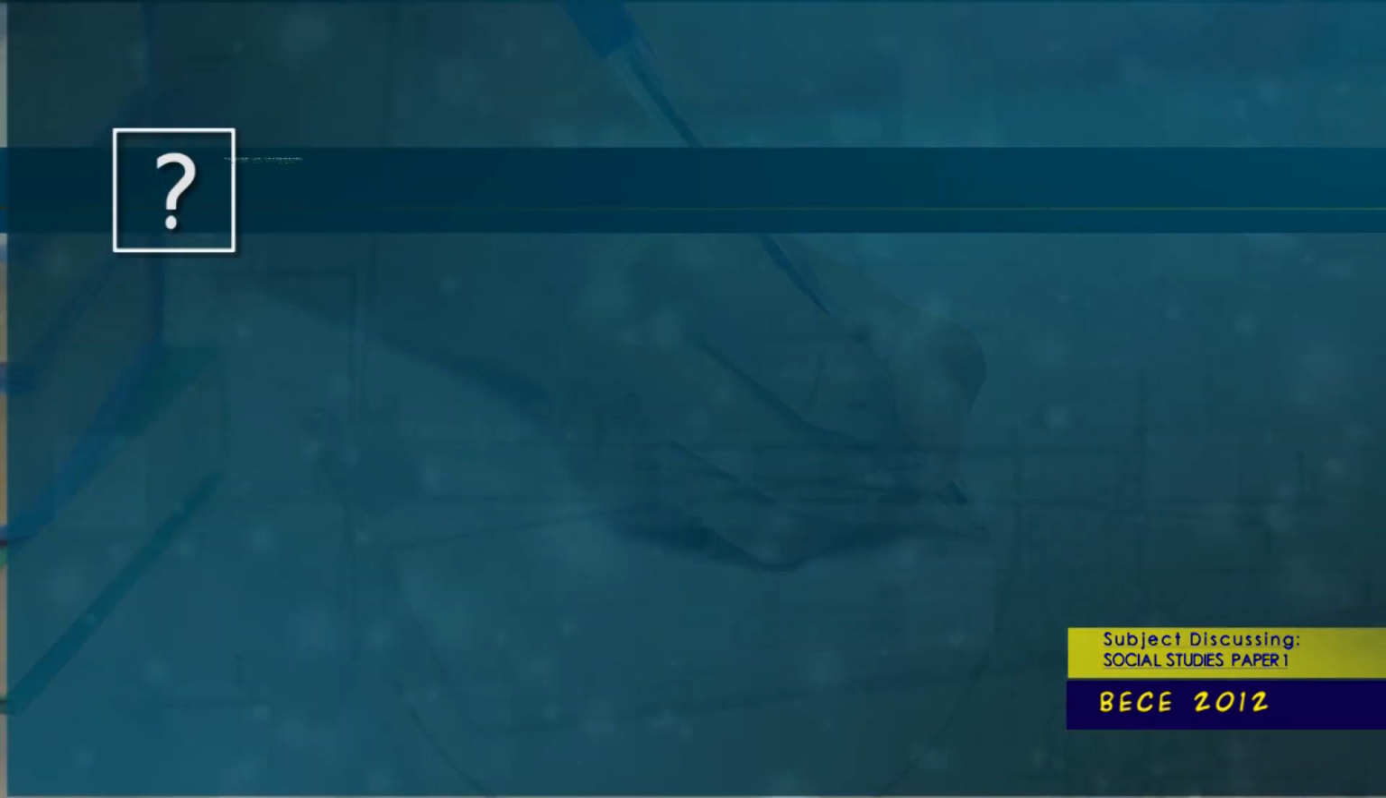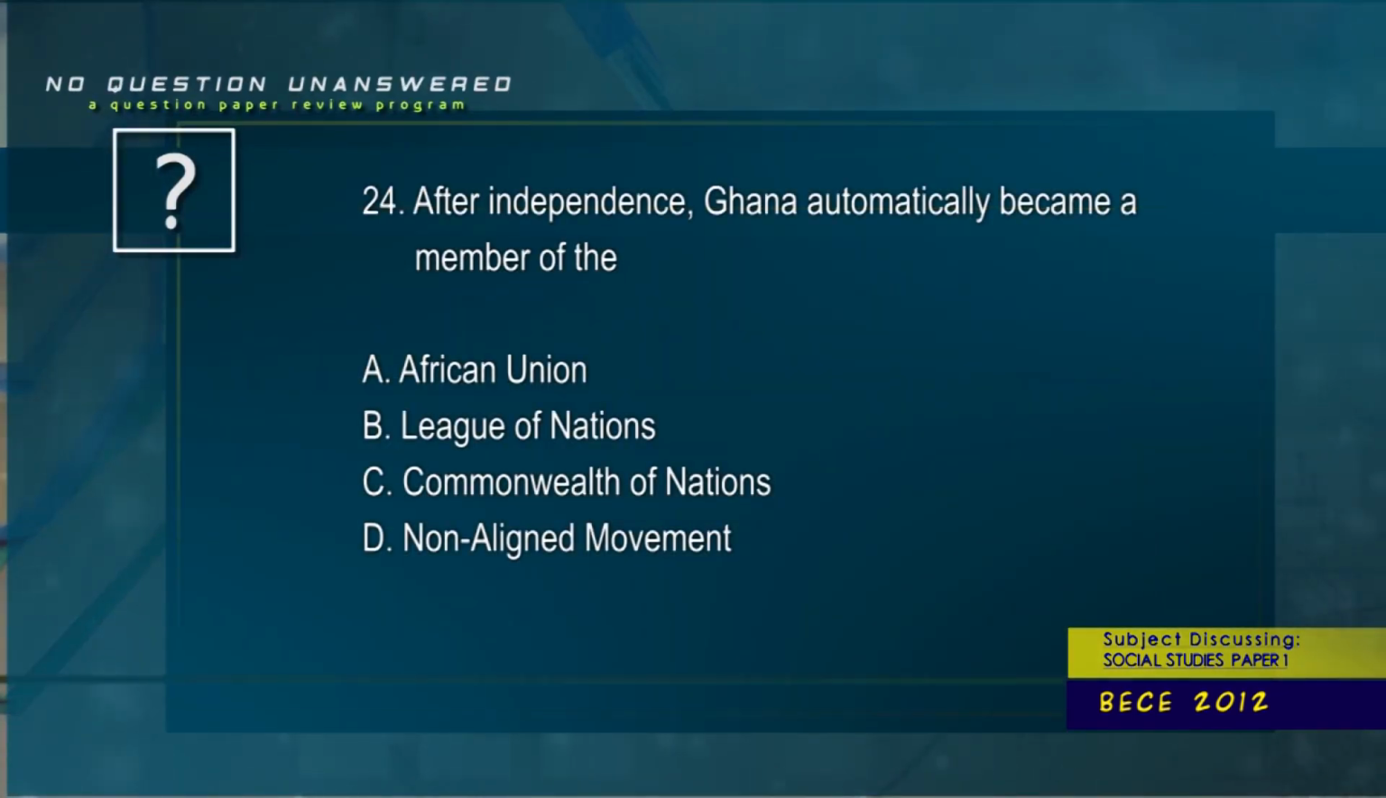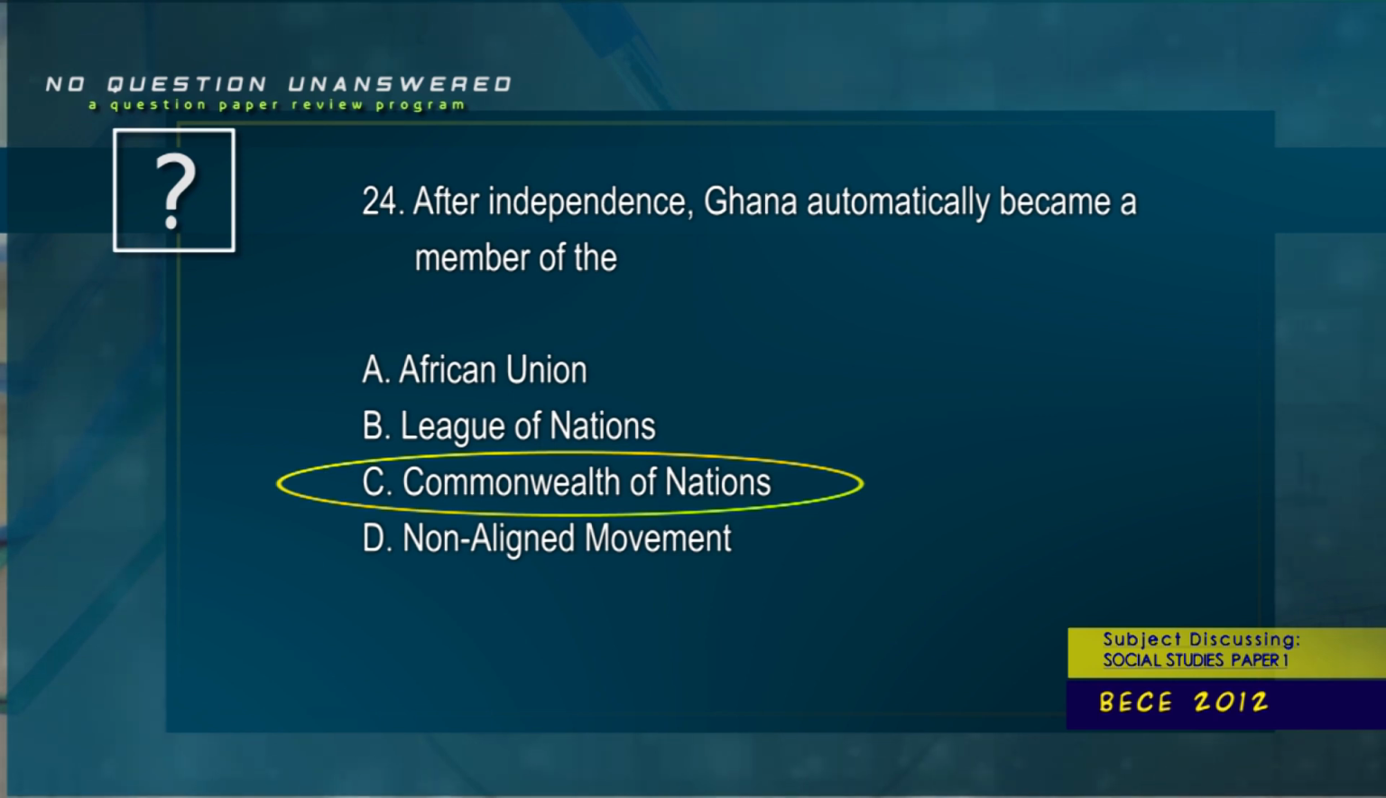24. After independence, Ghana automatically became a member of the A, African Union, B, League of Nations, C, Commonwealth of Nations, and D, the Non-Aligned Movement. Question 24 has the correct answer to be C, Commonwealth of Nations.